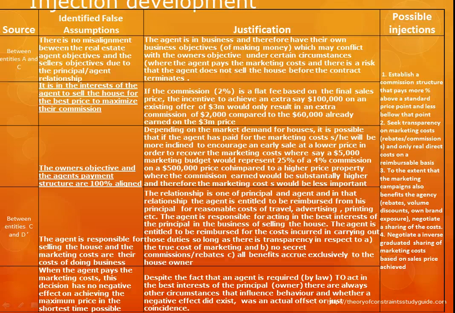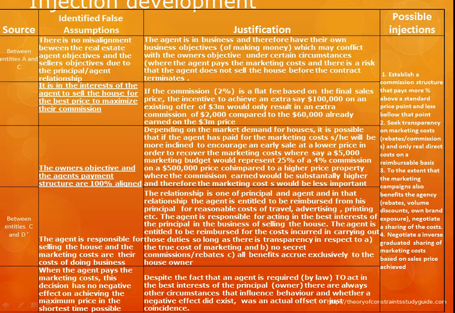The second one is around seeking transparency on marketing costs. It's quite possible that the agent, because they're in the business of selling houses and they engage internet marketers and online brochure and print houses on a regular basis, that they earn significant rebates and or commissions on volume.